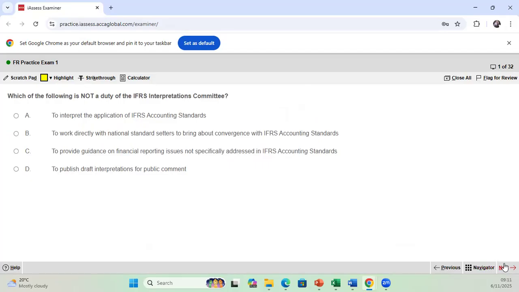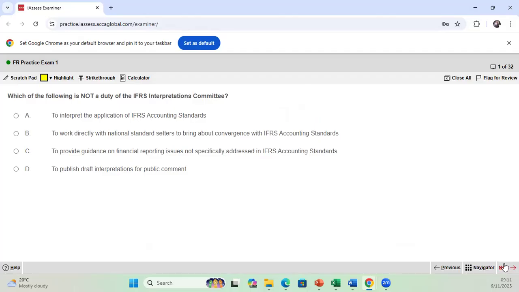Which of the following is not? Please take note of this. Under exam pressure, you might not notice the word "not". You answer the first one that you see, but it is not the correct one. So please take note of these. Usually they write it in caps or bold it, so that you can clearly see what we are looking for. Which of the following is not a duty of the interpretations committee?